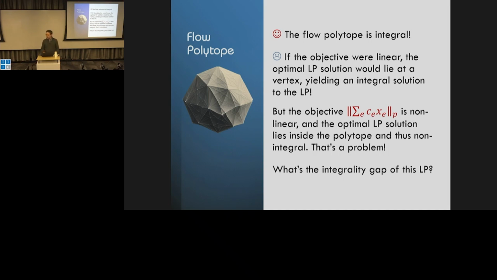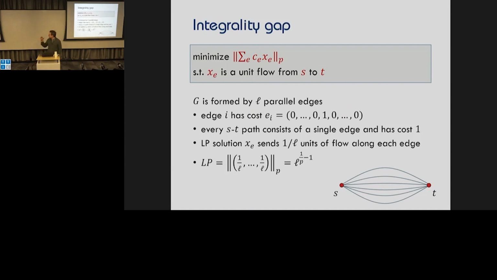So let's see what the integrality gap of this basic relaxation is, and let's consider the following example. Let's say that our graph G consists of two vertices, S and T. We don't have any other vertices. When you say the optimum lies inside the polytope, do you mean it always lies inside or it may lie inside? May lie. There are some examples where it's integral, but in general it can even be at a vertex.